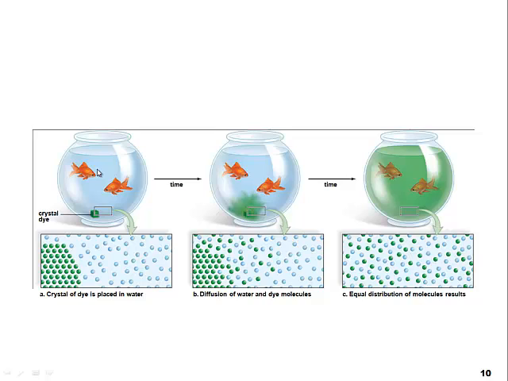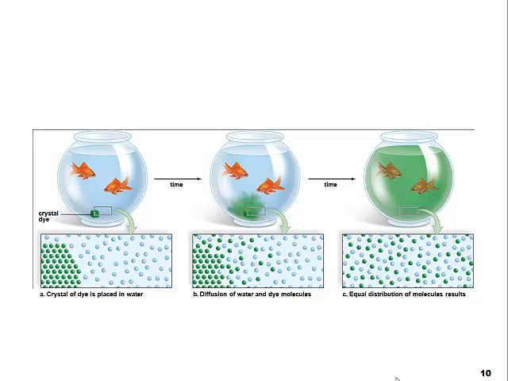So if we take a goldfish bowl and we drop some dye that's hopefully non-toxic in there, then that dye is going to spread out via diffusion until the whole goldfish bowl is a light green color. And so you can see what's happening here. The molecules are packed tightly together. They start to spread out, and then they eventually achieve an even distribution in the goldfish bowl there.